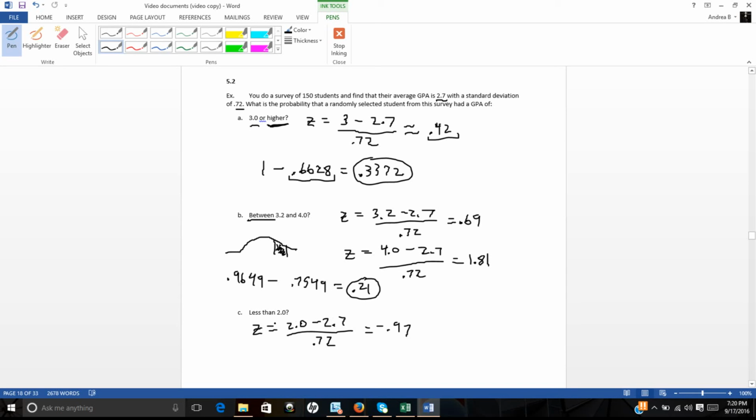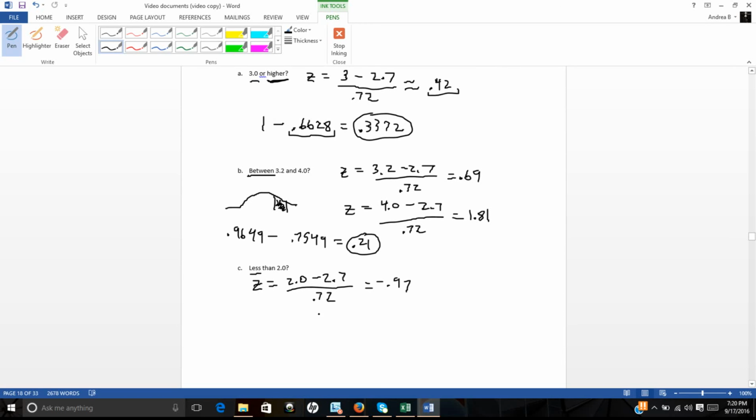And then since we want less than it, less than also means left of that value on the normal distribution curve. So if it's left of it, remember that's just the value that's given in the table. You don't have to subtract it by 1 or anything. So if we look up a z-score of negative 0.97, we're going to have to be on the negative side of our chart. And then you go down to the negative 0.9, and then over to the 0.07 column. If you do so, you should get 0.1660.